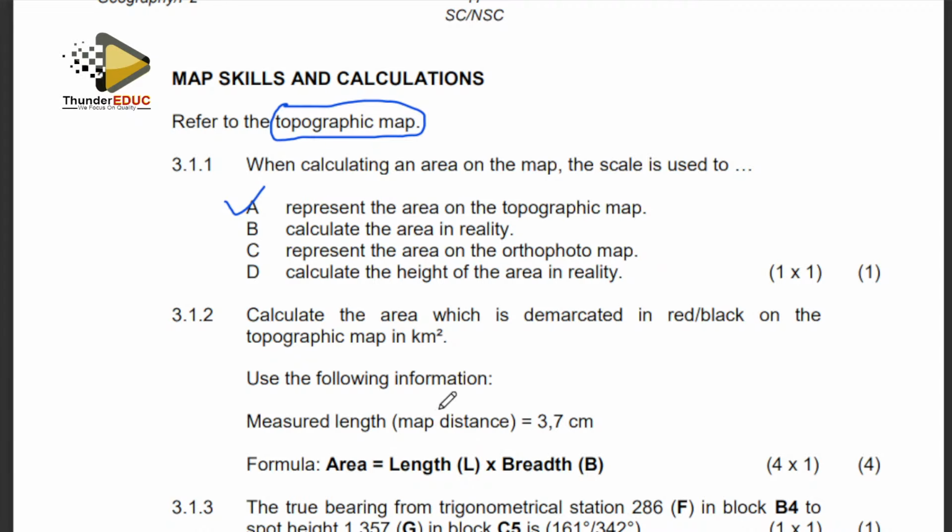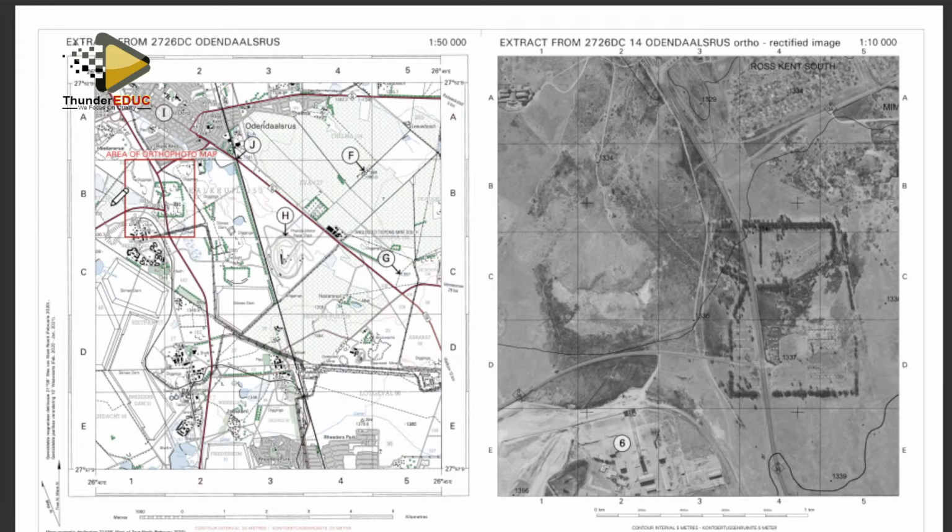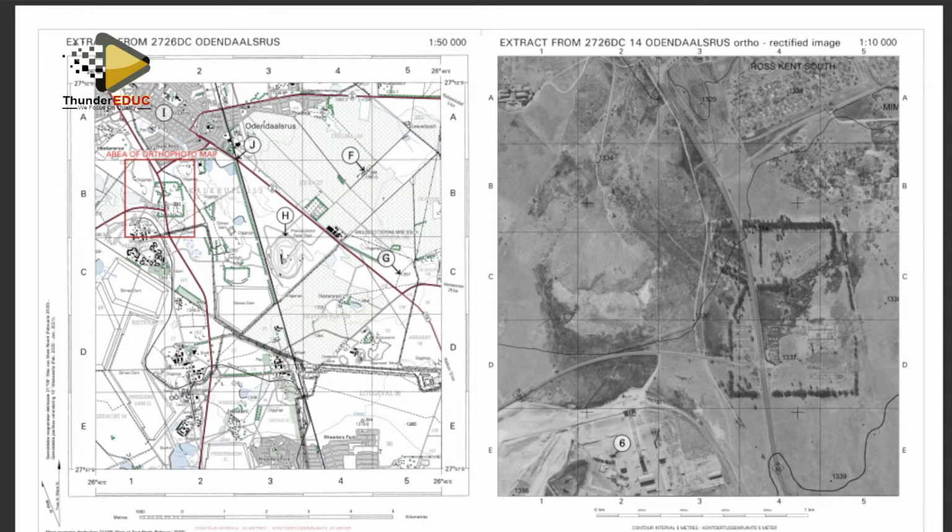They said the length is already measured, 3.7. We come here, meaning that we have this part here, we have this part here. The longest part will always be the length, and the shortest part will always be the breadth. You get your ruler, you measure from here to here. But according to the question, the length is already given. So since the length is already given, we are just going to calculate what is not given.